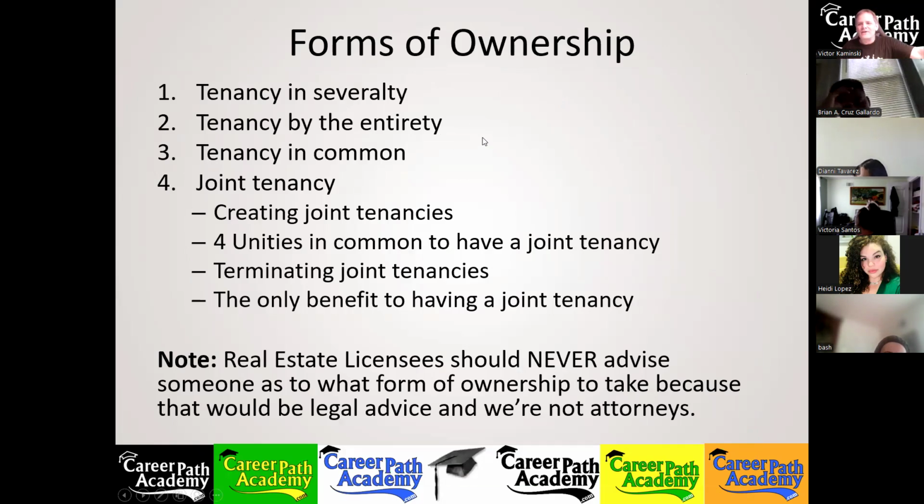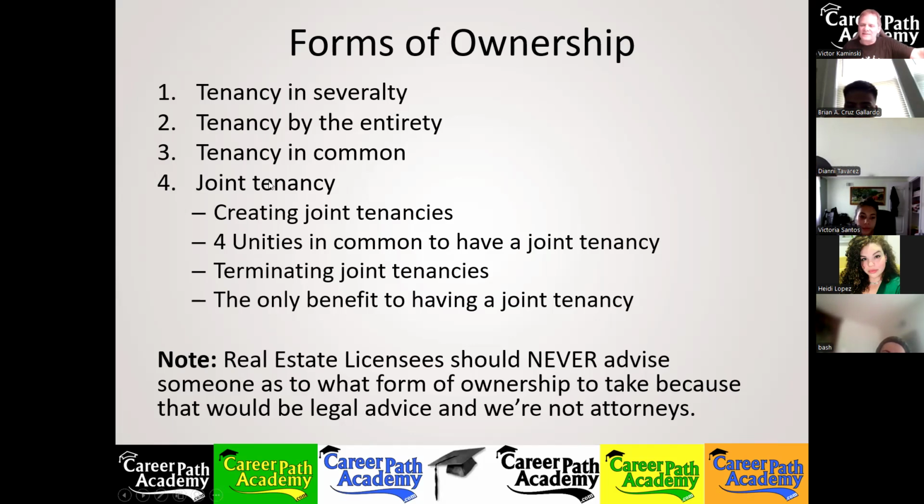All right, so here are the forms of ownership we're going to discuss in this chapter. We discussed the first one, which is sole ownership by one person or entity, and that is tenancy in severalty. We're also going to learn about tenancy by the entirety, which is ownership by married couples. Tenancy in common, which is the default form of ownership when you have two or more people or entities that own property together.